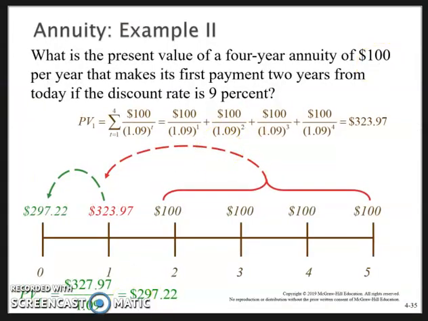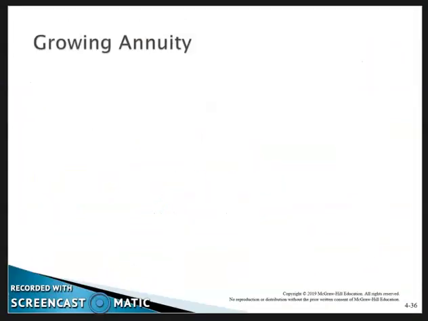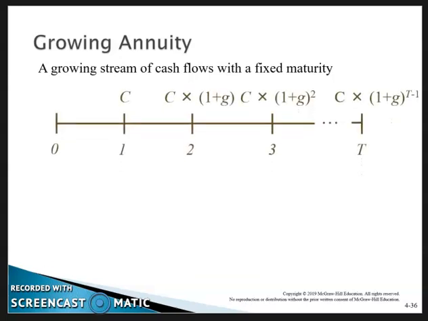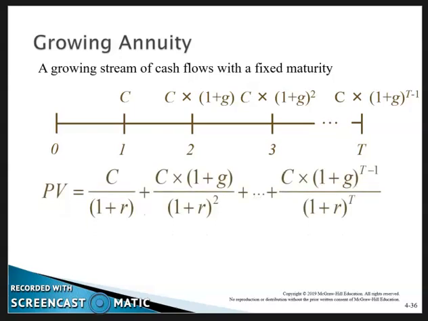So, growing annuity. A growing annuity is a growing stream of cash flows with a fixed maturity. We've got to consider our growth rate in each year. It looks kind of similar to our annuity calculation, but we have to consider that growth rate.